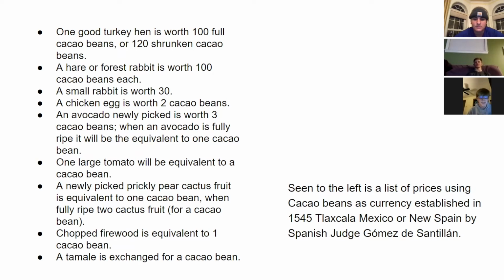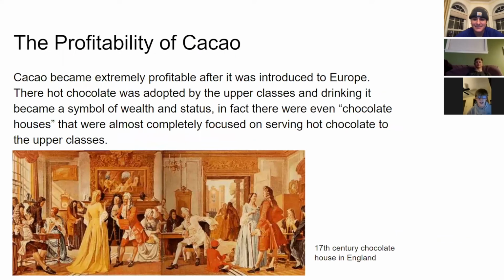A newly picked prickly pear cactus fruit is equivalent to 1 cacao bean, and 2 fully ripe cactus fruits are still 1 cacao bean. Chopped firewood, 1 cacao bean, and a tamale, 1 cacao bean. That was a list written by the New Spain government head, Judge Gomez de Santillan, in 1545.